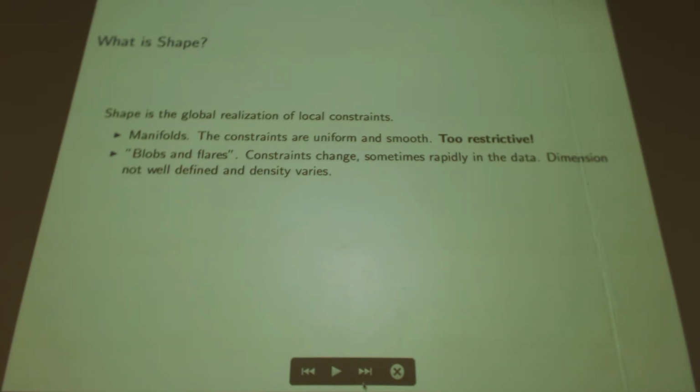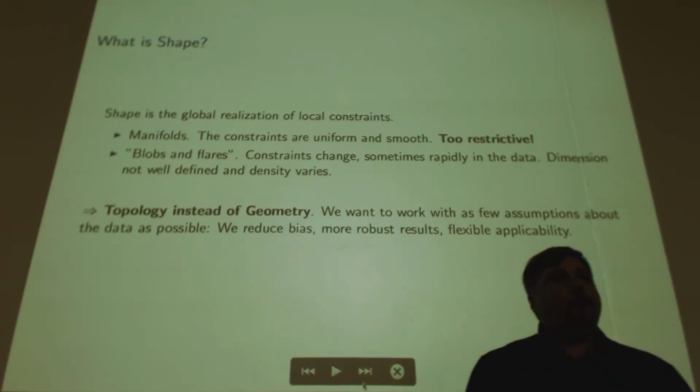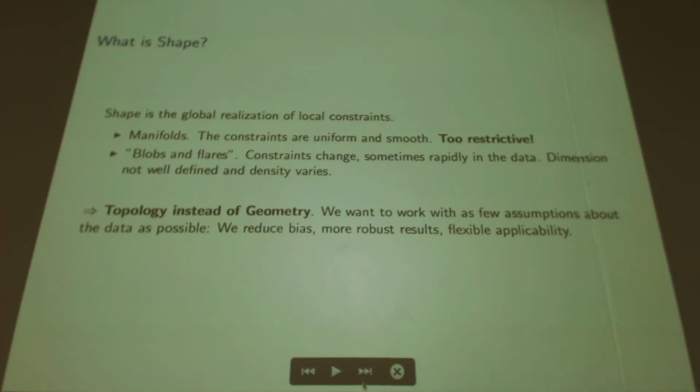But outside of that, in the data we're talking about today, when I say data, I mean data from social networks or businesses or text analysis or whatever. This kind of data doesn't look like a manifold. So that's why we're using topology instead of geometry. We want to analyze shape using as few assumptions as possible. We don't want rigid assumptions. And why do we do that? Well, what's the benefit? We reduce bias, we get more robust results, and the tools are very flexible in how and where we can apply them.